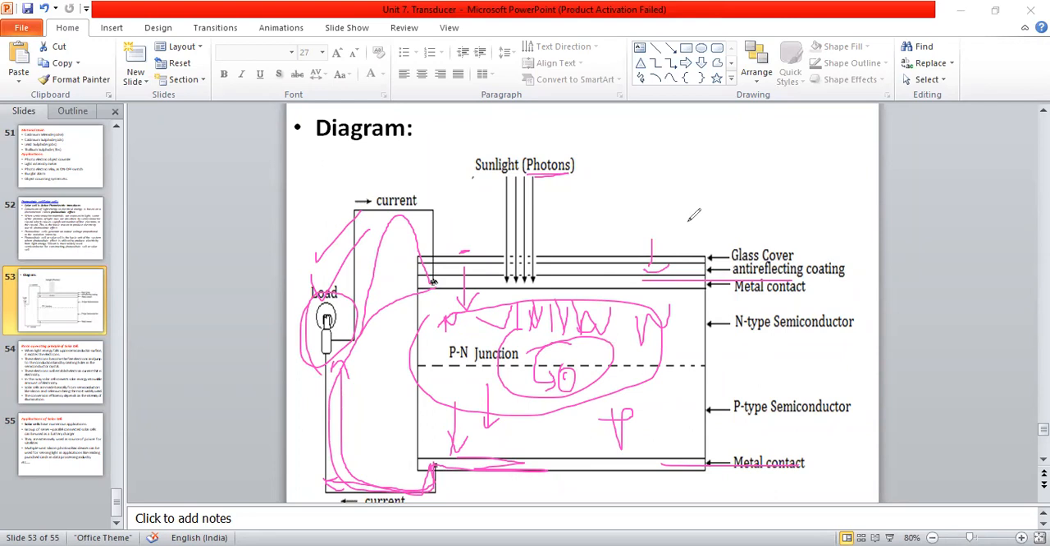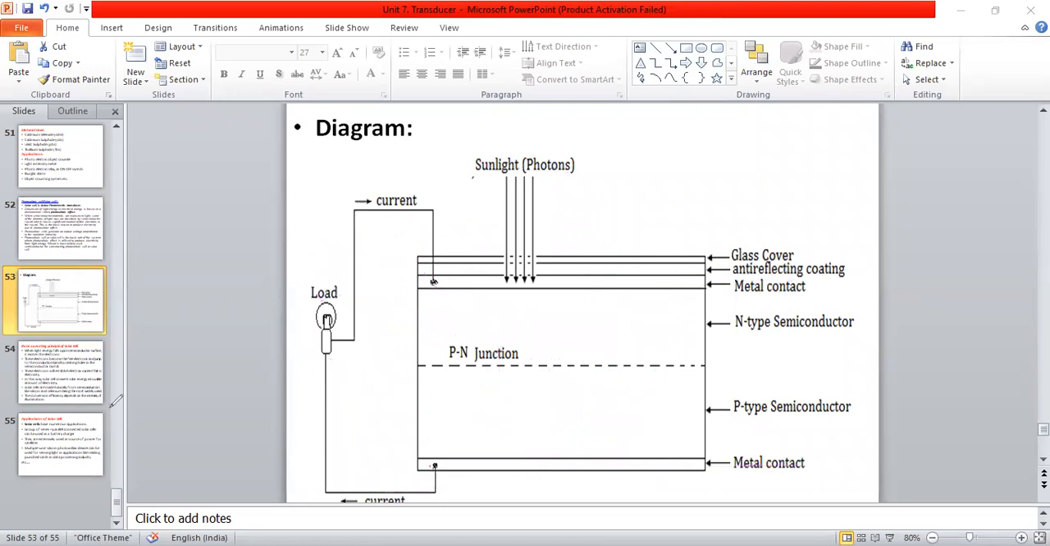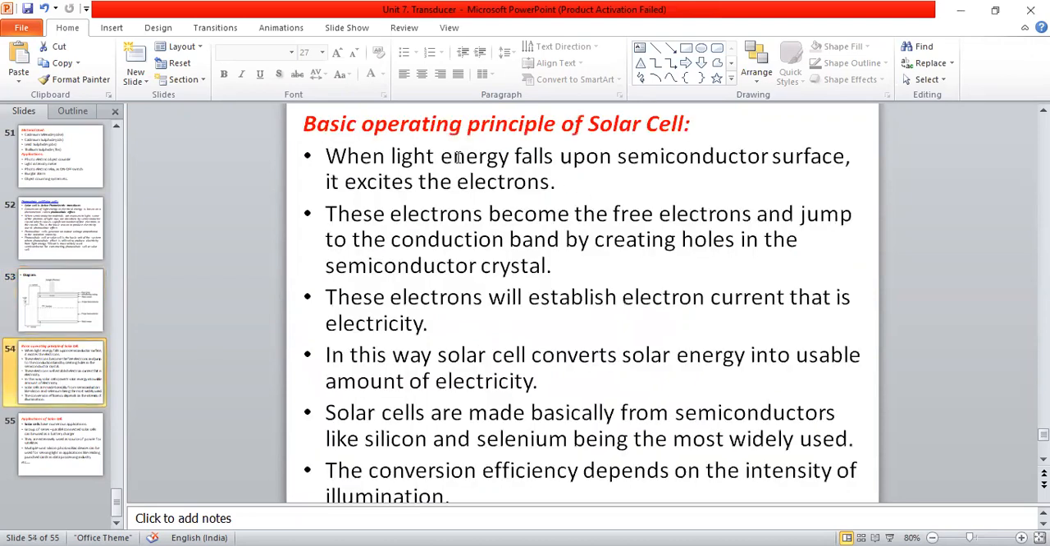Glass is used to avoid dust particles and other damage. In the rainy season, it keeps the rain from going inside. Anti-reflecting means whatever light is there should not reflect back. It should absorb more photons, for that reason. So that same explanation we have written in this part, the basic operating principles.